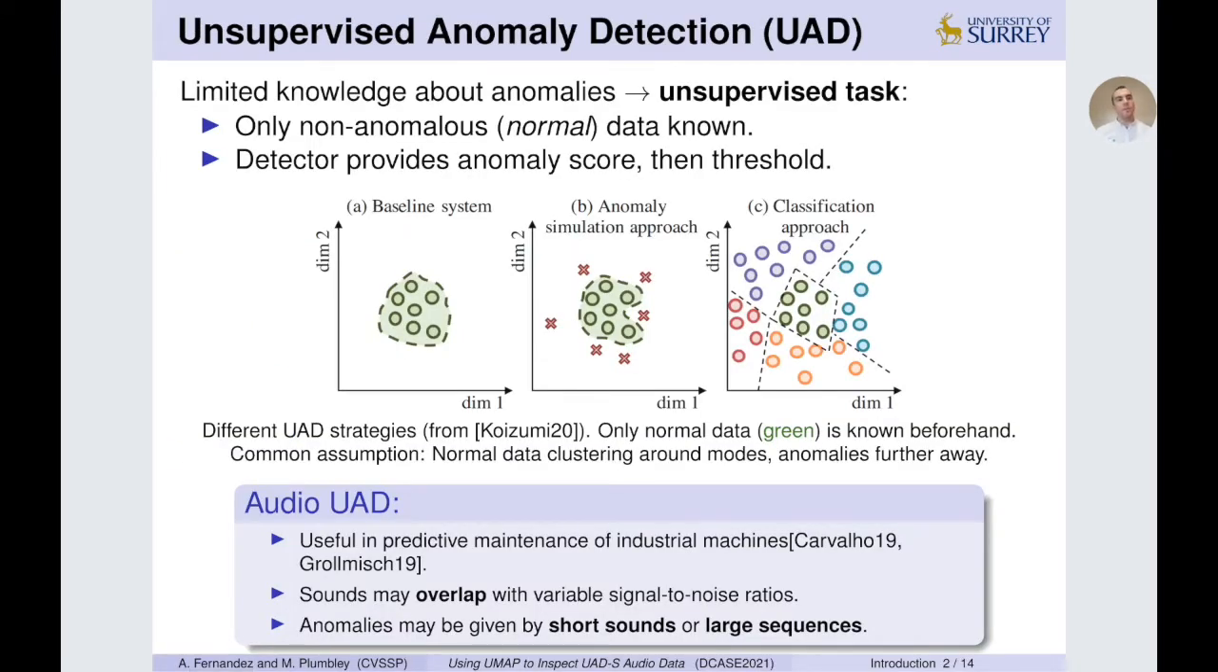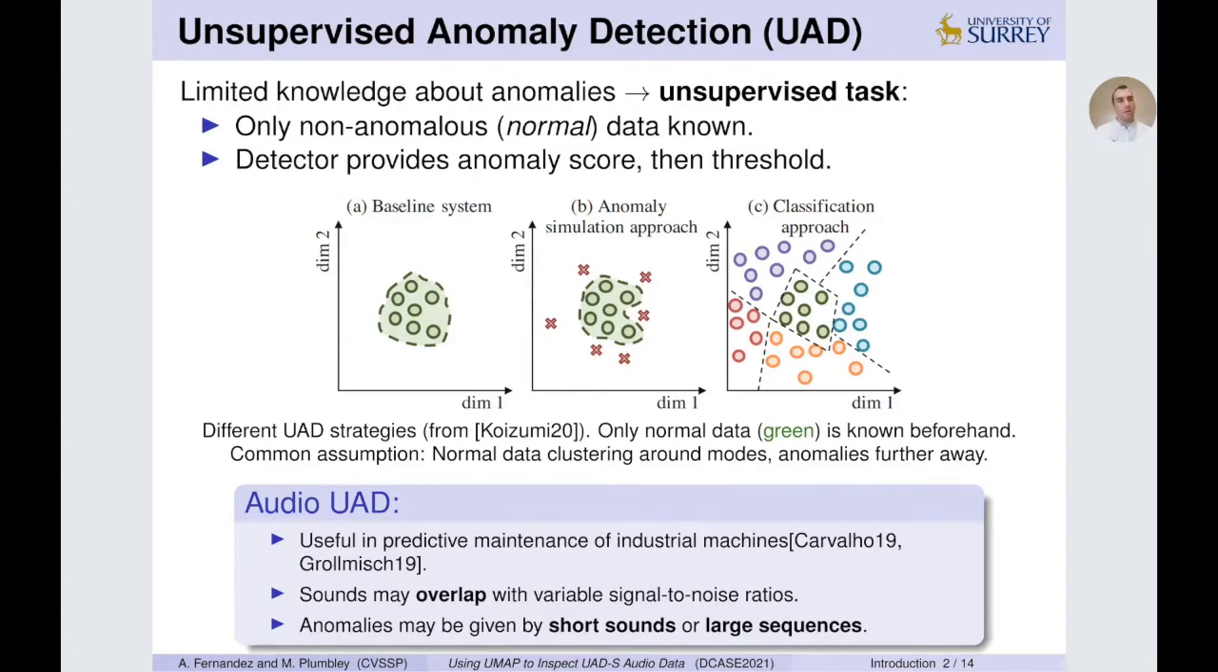The task of unsupervised anomaly detection arises when there is limited knowledge about the anomalies, that is, when usually only normal data is known beforehand. This is commonly depicted as normal data being distributed around a specific mode and then the anomalies being distributed farther away from that mode. If we can then find a tight boundary around the normal data, we classify anything outside of that boundary as an anomaly.